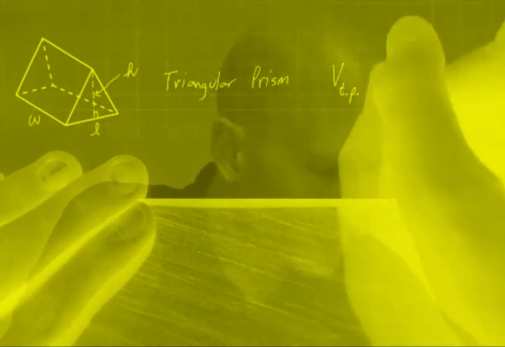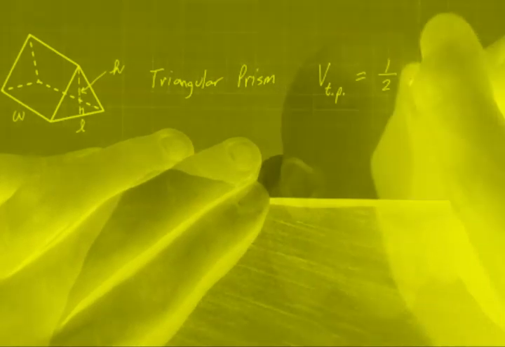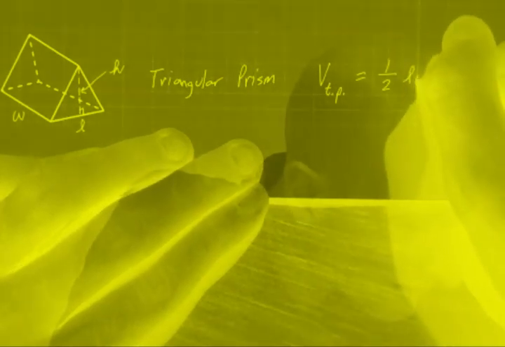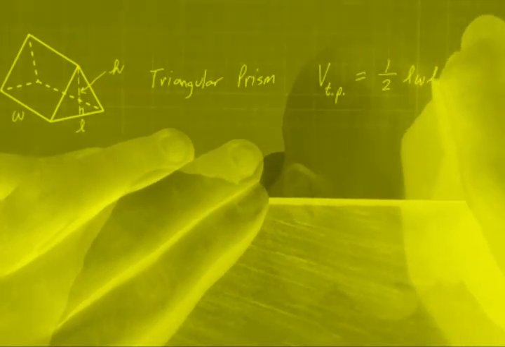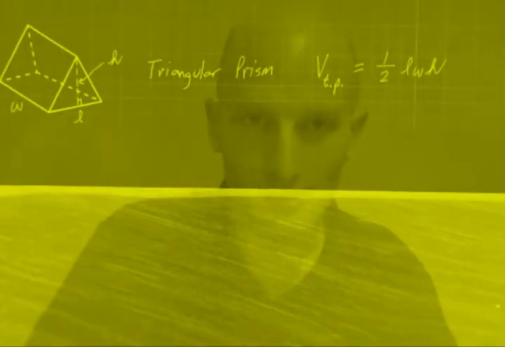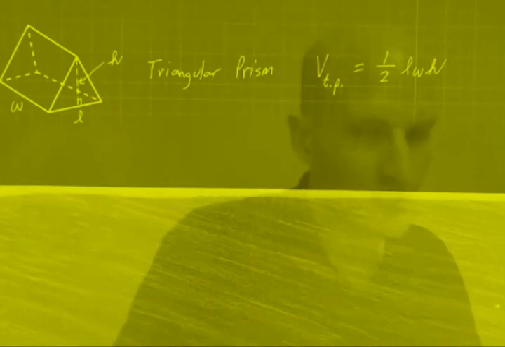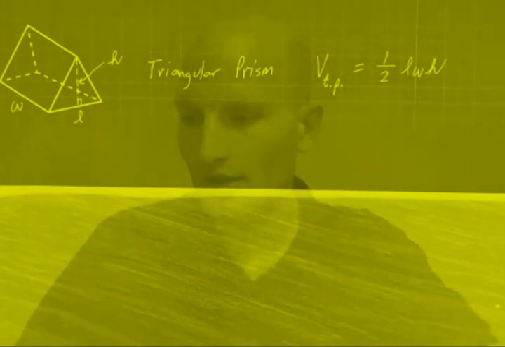Volume of a triangular prism is equal to 1/2 times the volume of a rectangular prism. 1/2 times length times width times height. Okay. Now let's take a quick glance. 1/2 length times width times height. Yep. Let's take a quick glance at the homework.